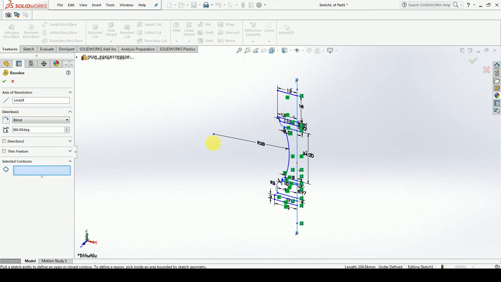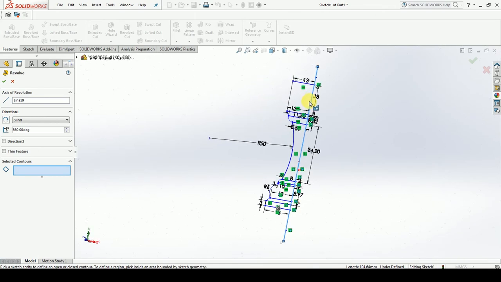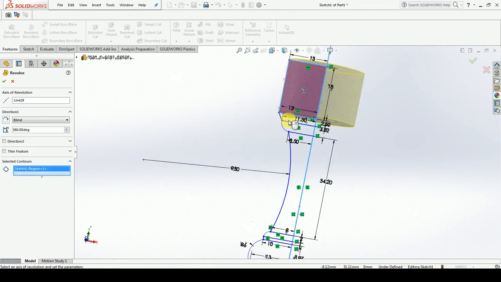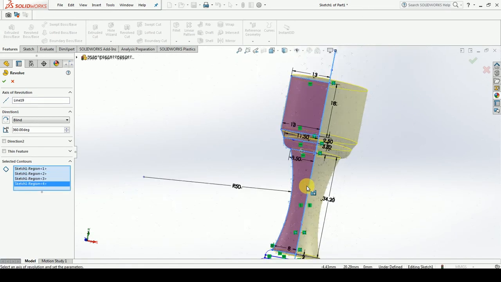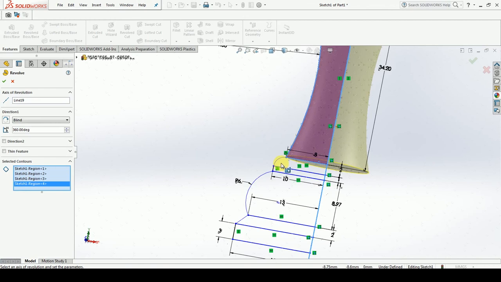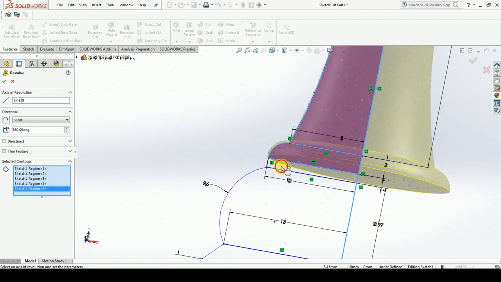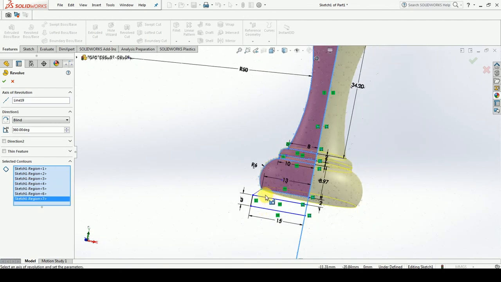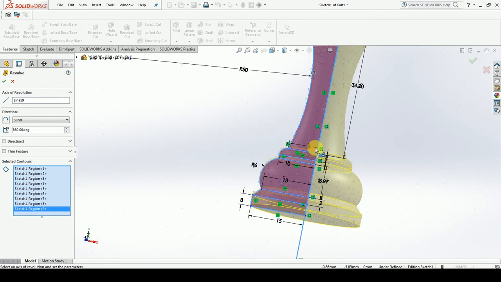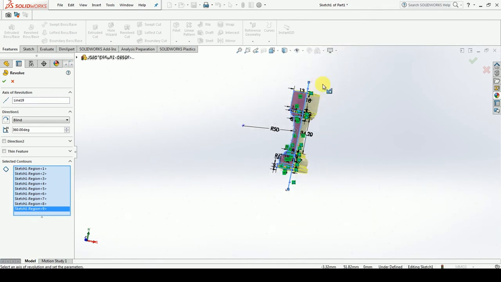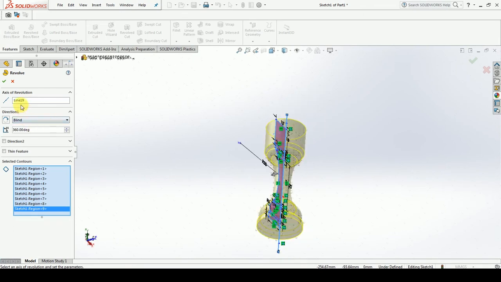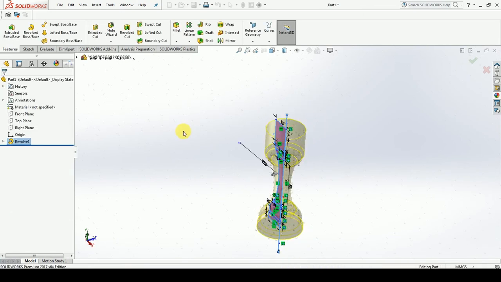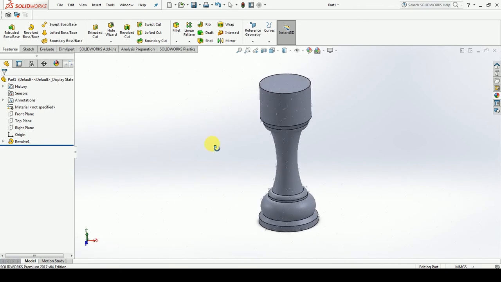So in contours we have to select these geometries. Little modification on top of the design.